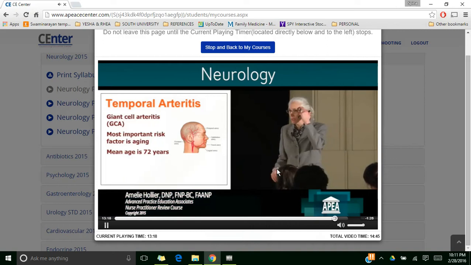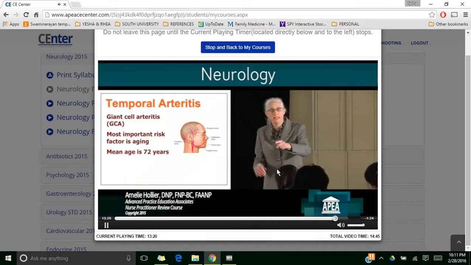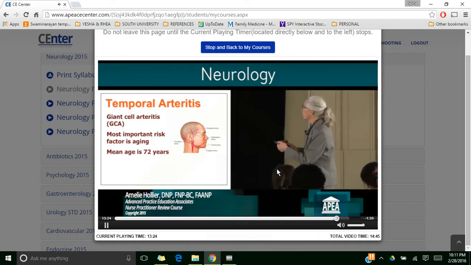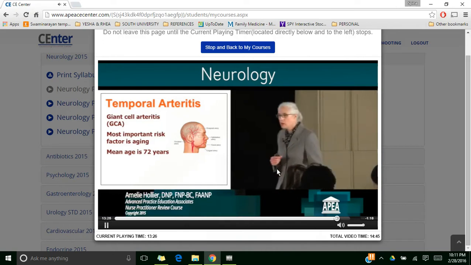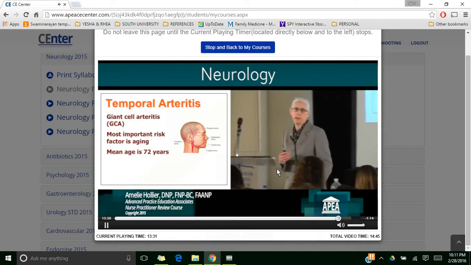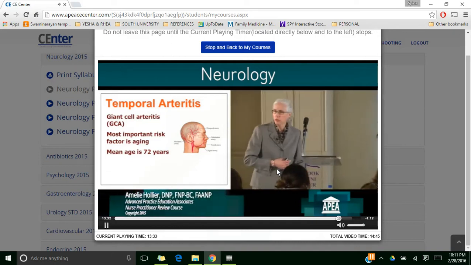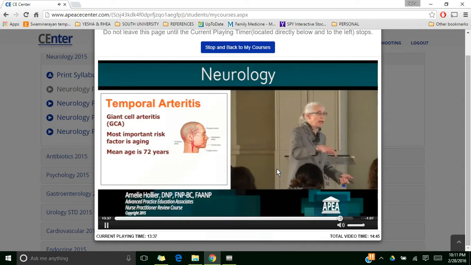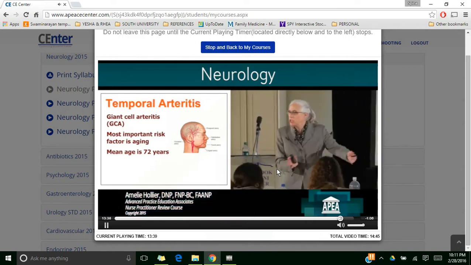Let me give you the clues. The big clue is that these people have jaw claudication. In other words, as they open and close, they'll tell you, and I've had patients tell me, I think I have that thing my daughter has. What is that, Ms. Boudreau? She has that TMJ thing. Well, an older patient doesn't have TMJ. That's not the top of my differential.